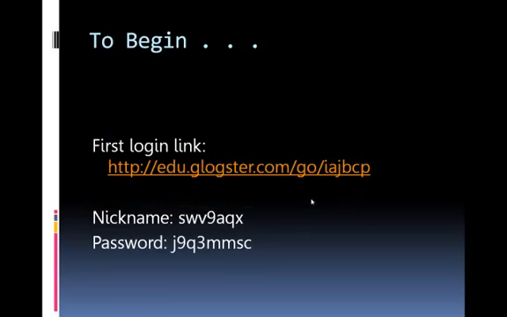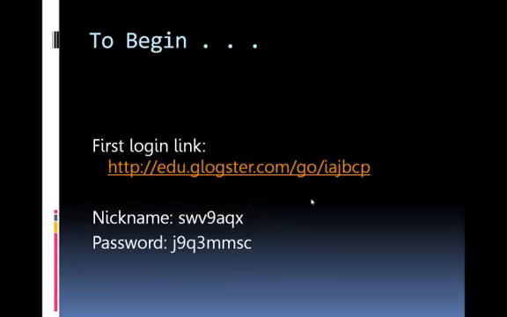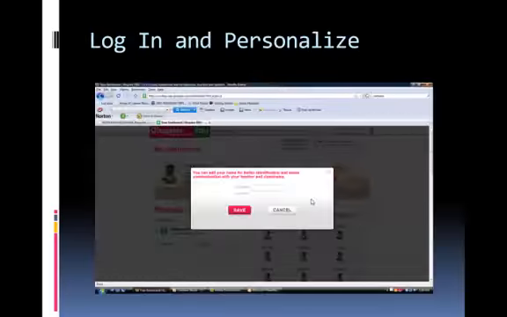And here you also see the example of the nickname and password. They're going to be random letters and numbers. You need to hang on to this. Don't lose it because that's what you'll use to log in every time you go to Glogster to work on your project. When you type in the first time login, this is what you will see.